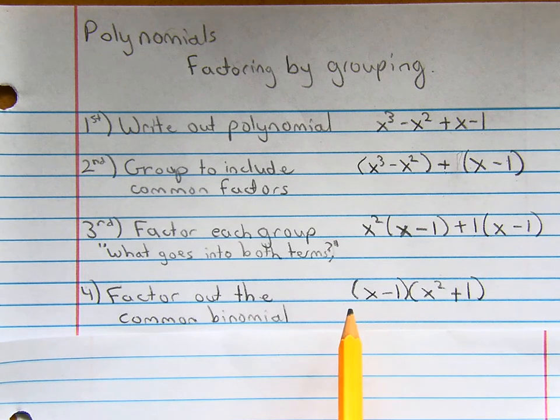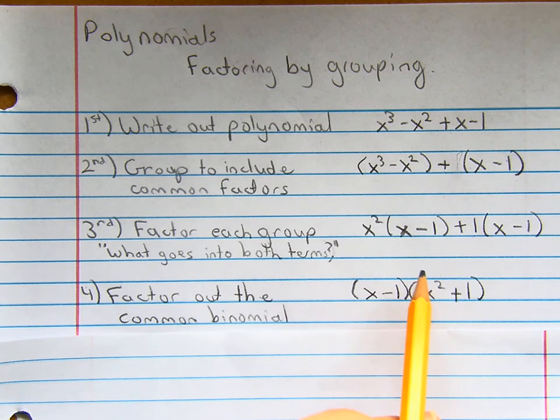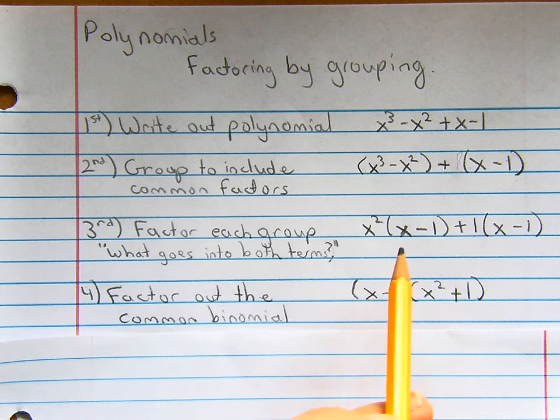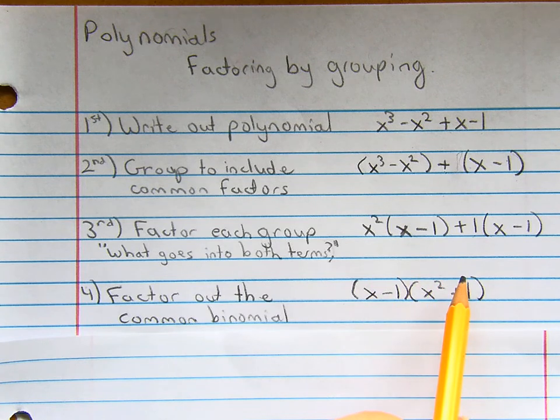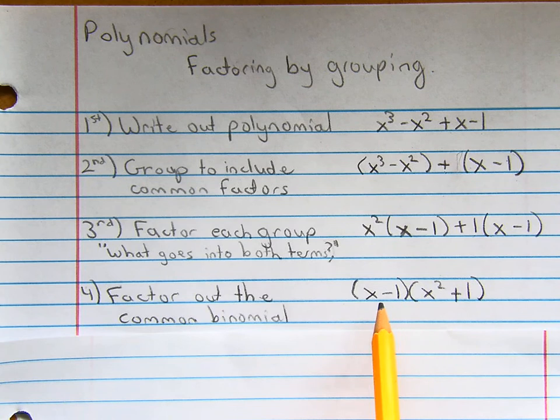One way to think about it: if I was to take this group and redistribute it and multiply it by each term inside this other set of parentheses, I would get what's up here. I'd have x squared times x minus 1 plus 1 times x minus 1. And that's what you want to have. This is the same concept as distributing by a group, where you take this whole thing and multiply it by each term in here.